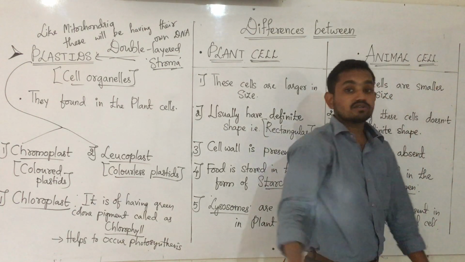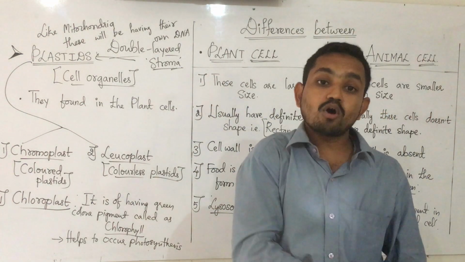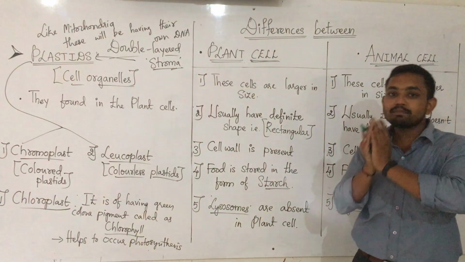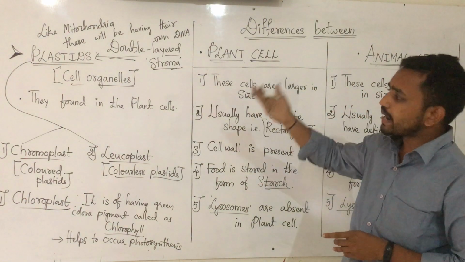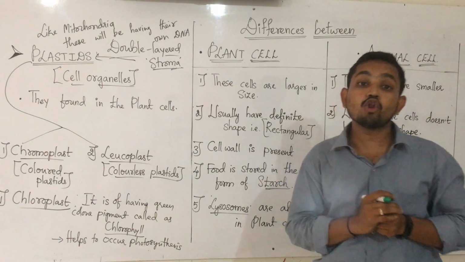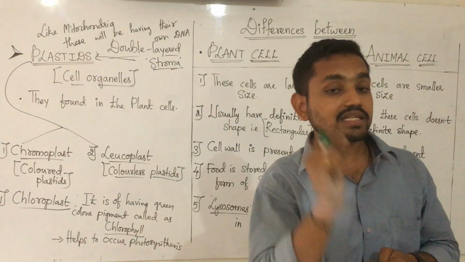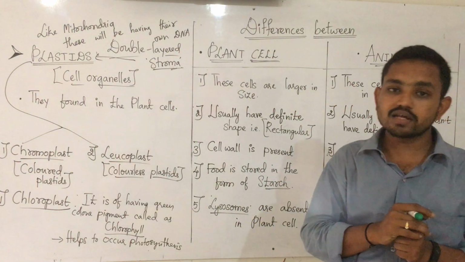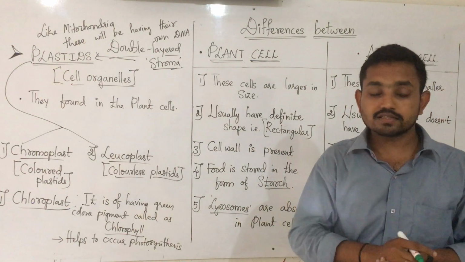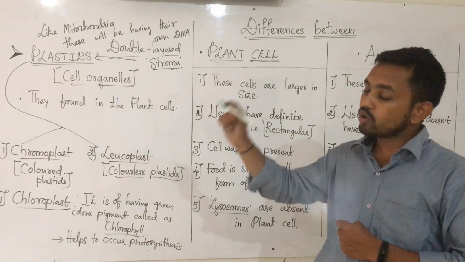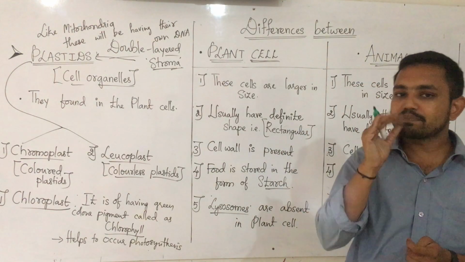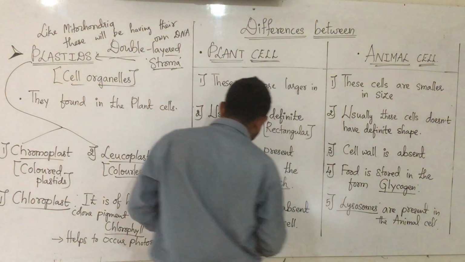Next, as I have told, the plastid is an important cell organelle which is found only in the green, particularly the plant cell. Even though plastids may be present in the animal cell, when we take the chloroplast, it is a type of organelle which has a green colour pigment meant for photosynthesis, to prepare their own food. So chloroplast is found only in the plant cell, whereas chloroplast is absent in the animal cell. That is also a difference.